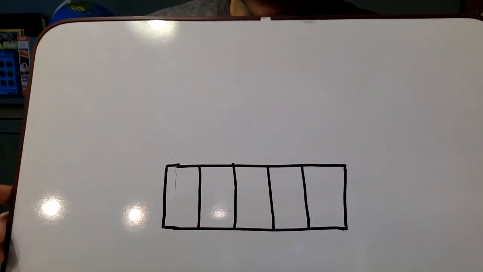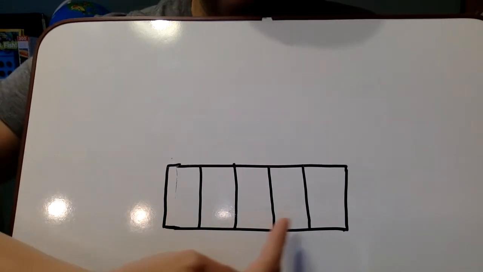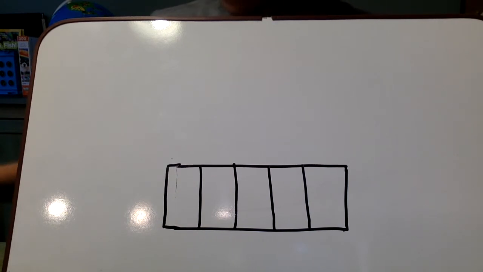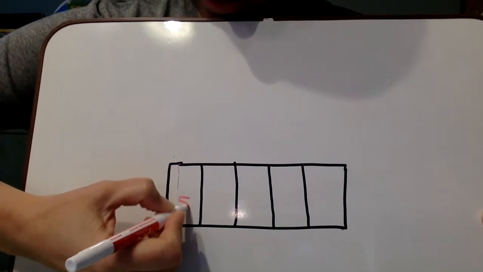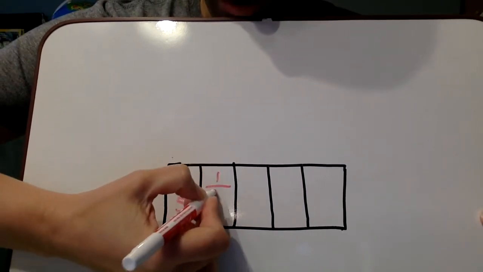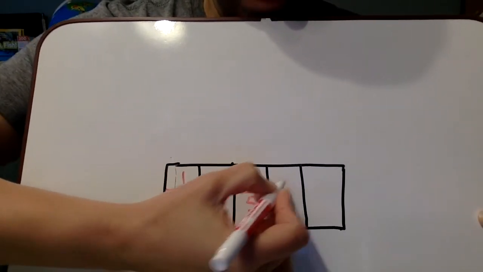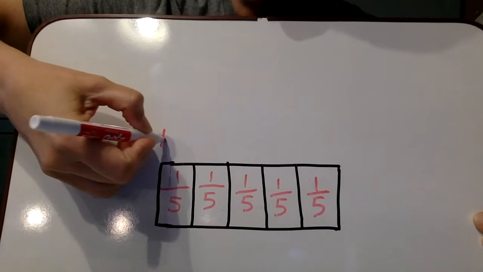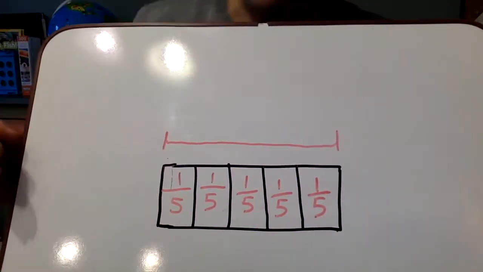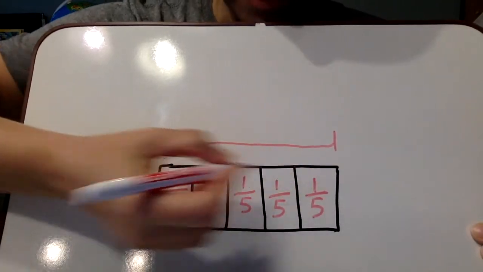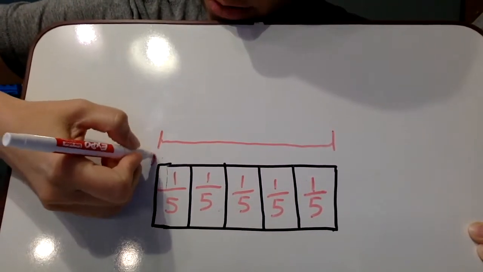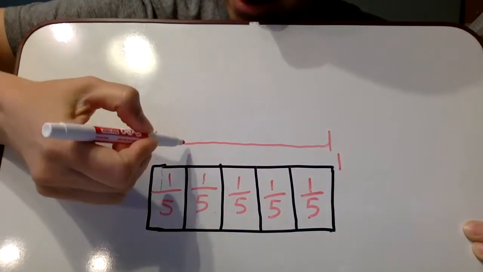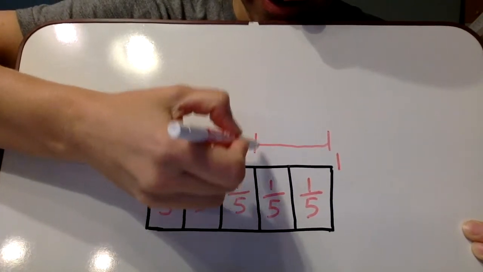One more time. If I look at this model, I can see that my model is divided into 1, 2, 3, 4, 5 equal pieces, making my denominator a 5 and making each of these pieces have a value of 1/5. So I'm going to label my model. Now I want to think about my number line. So I draw my number line above my model. I start at my 0, go to my 1, which is my whole. Okay, make my tick marks on my number line to match my model.